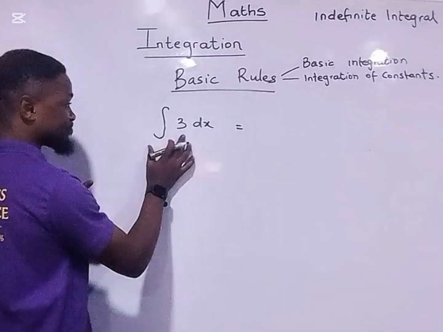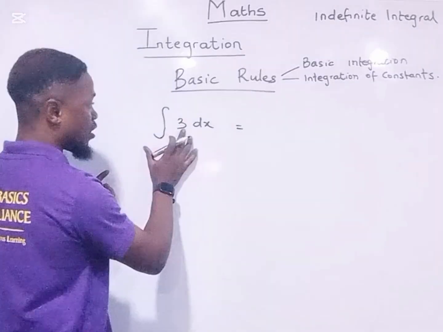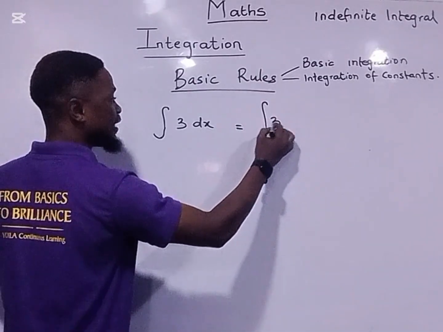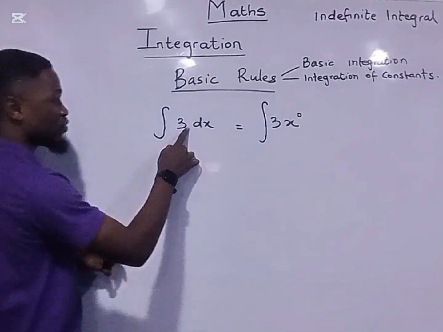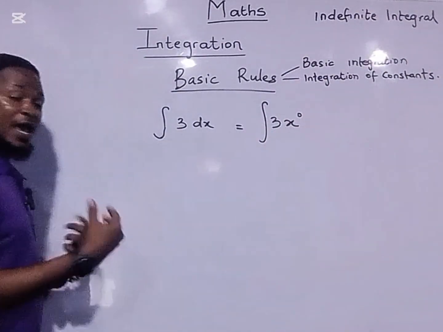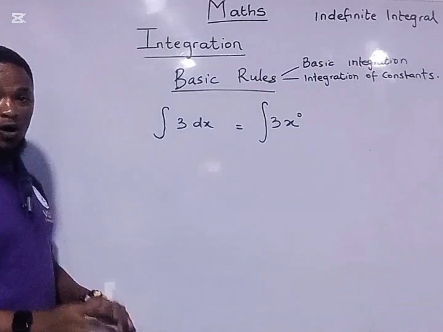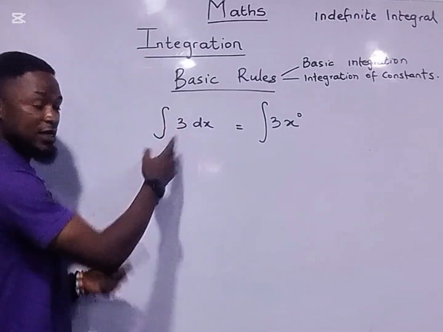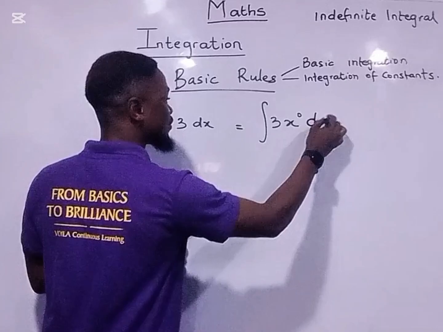So I said a constant, which is an ordinary 3. All right, this becomes 3x raised to the power of 0. Because there is no variable here, we can say our variable is raised to the power of 0, because anything raised to the power of 0, when that thing is not 0, is 1. So 1 times 3 will still give us 3. Is that not so? So 3x raised to the power of 0, integrate it with respect to x.